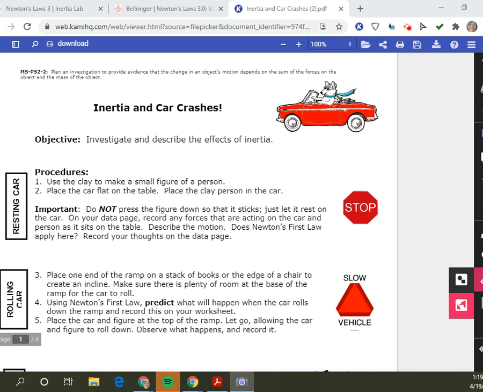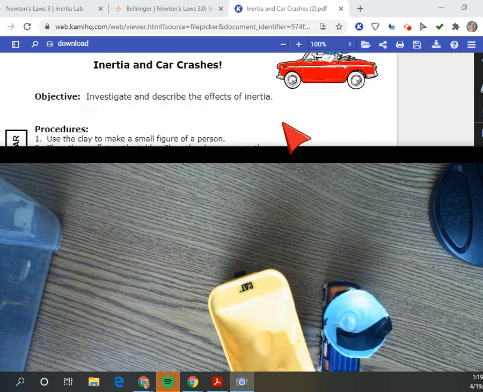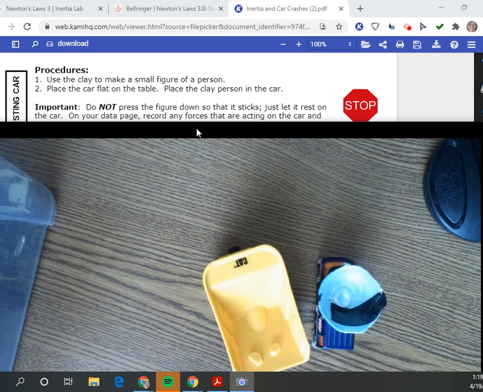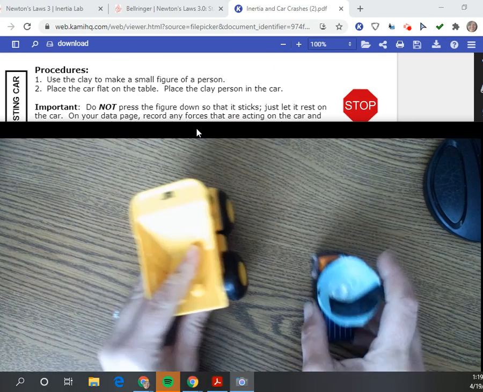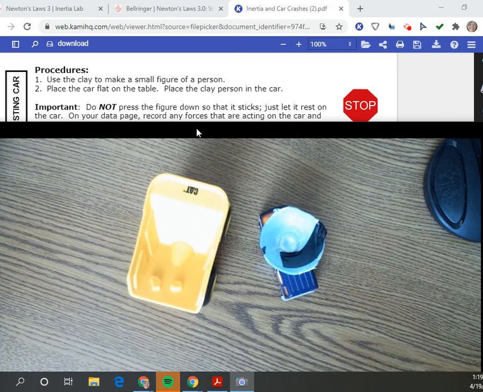I'm going to get our, you cannot see the camera. Okay, so our first instruction, we have two cars. We used to have army men, but we use clay.